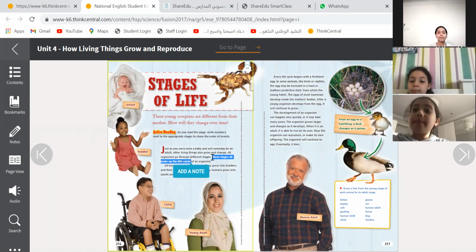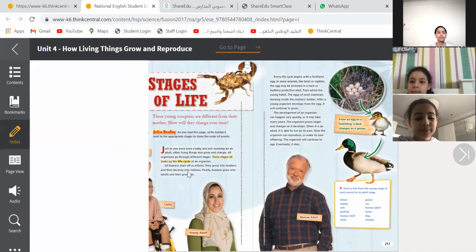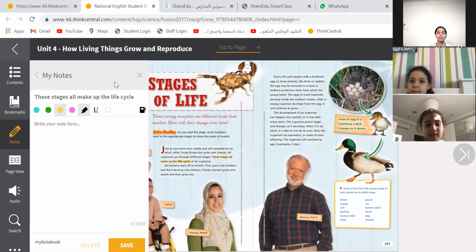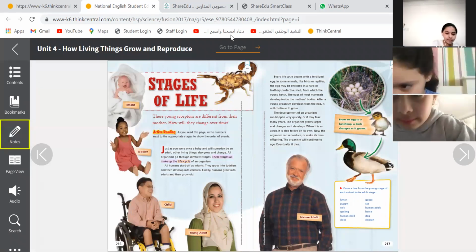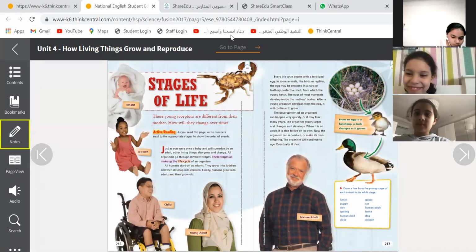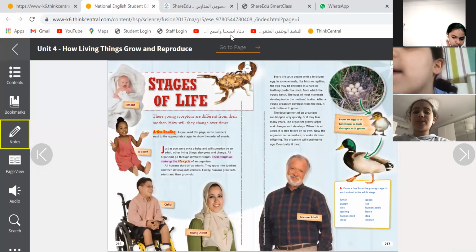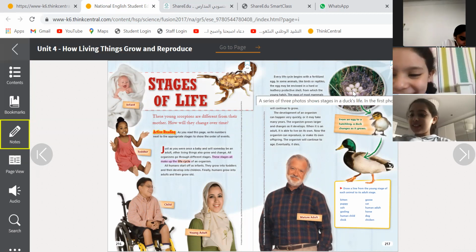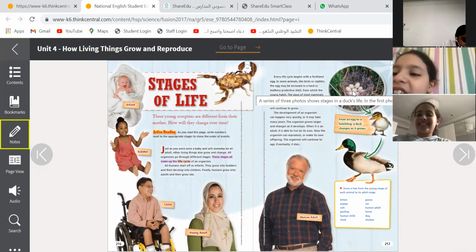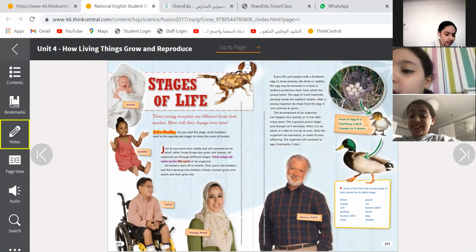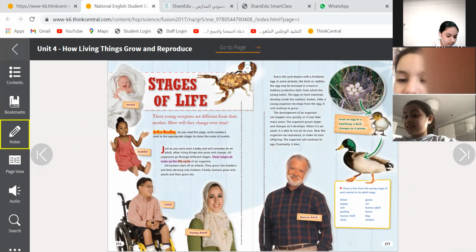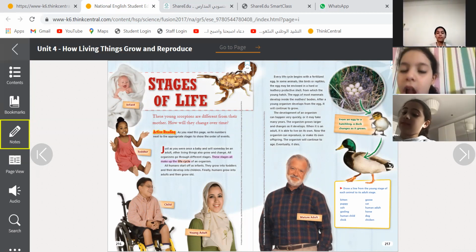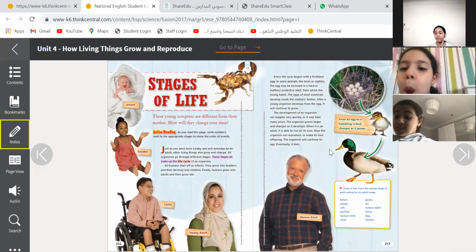What makes up a life cycle? The stages that you go through. Yes, the stages and not the changes. Make sure, because changes can be metamorphosis. Okay? Metamorphosis. Also, over here, a duck goes through changes. First of all, eggs, then when they hatch from the egg, they become a hatchling, then a duck grows up.